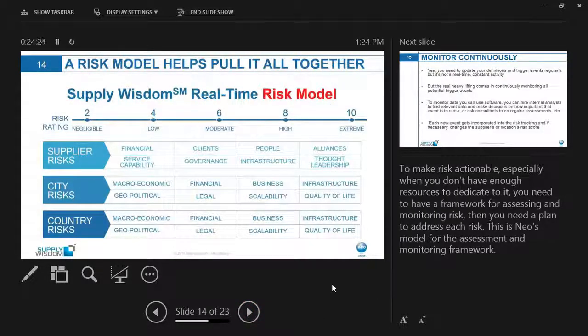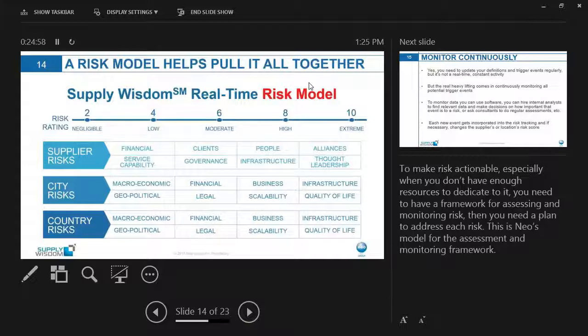So this is the model that NEO uses, and it's a sample just to show you how you can put everything together. You're tracking a lot of different things, and not all risks are equal. Remember that I told you that earlier. So what you would do is assign a weight to the key supplier risks and location risks. NEO tracks cities and countries separately because even within one country, different cities sometimes have different risk factors that our clients want to know about.